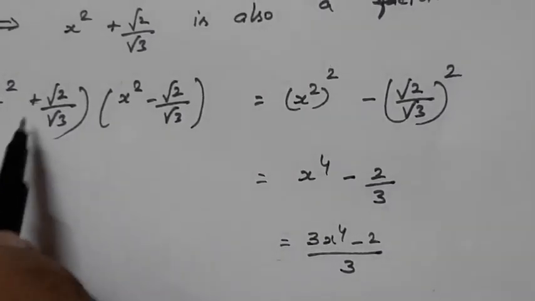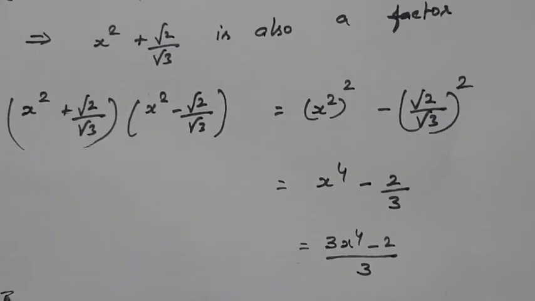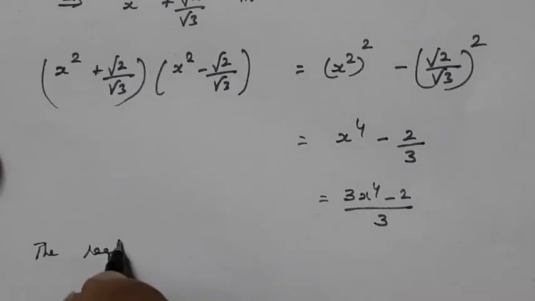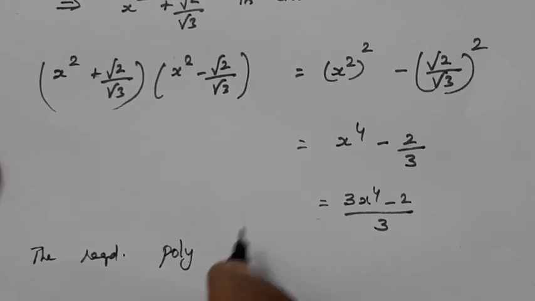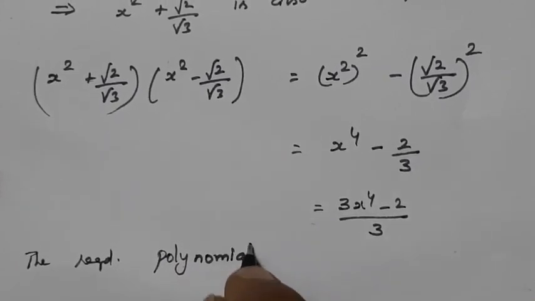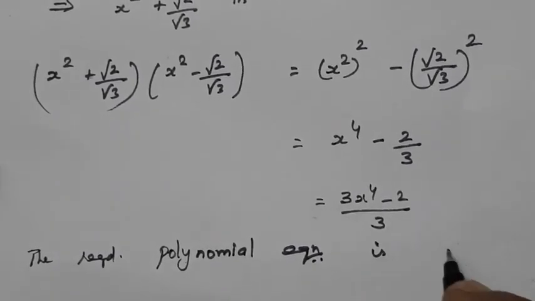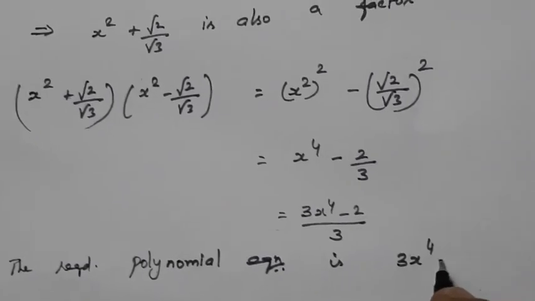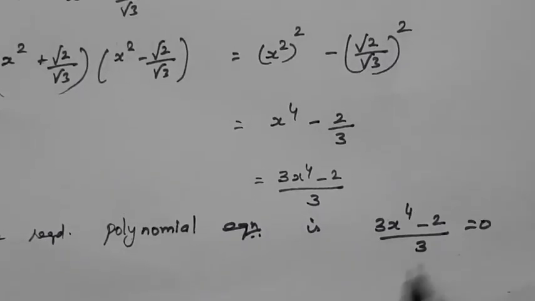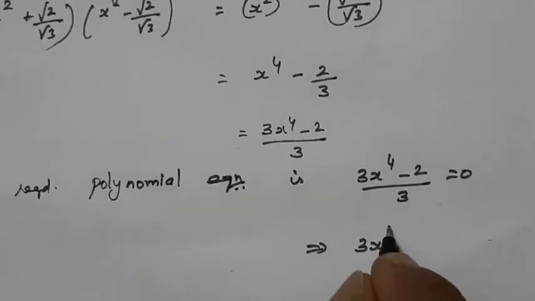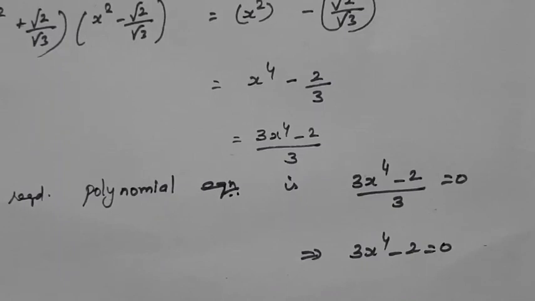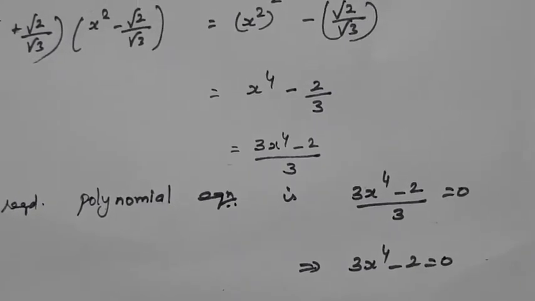Now, if it is equated to 0, we will get the required polynomial equation, since we have found the product of the factors. So the required polynomial equation is (3x power 4 minus 2) by 3 equal to 0. That is 3x power 4 minus 2 equal to 0, which is a polynomial of degree 4.